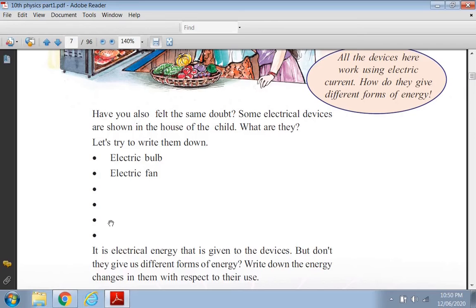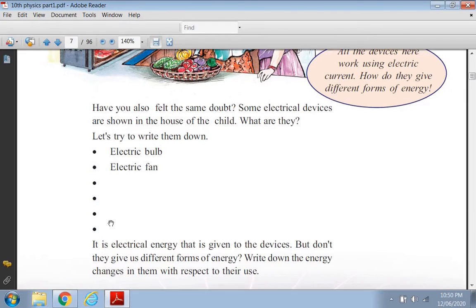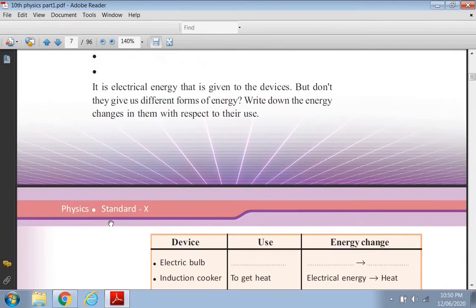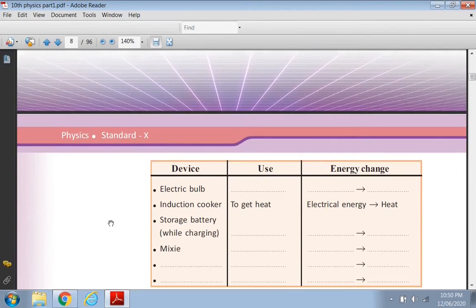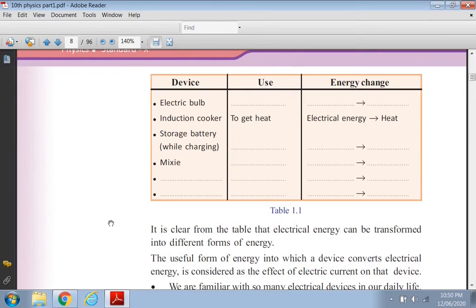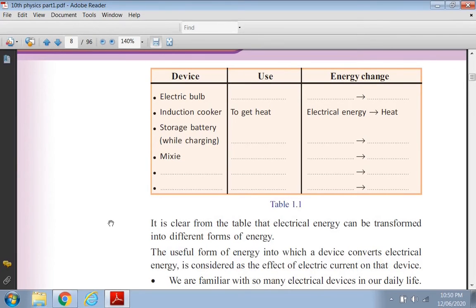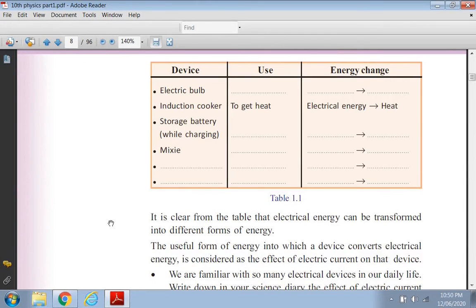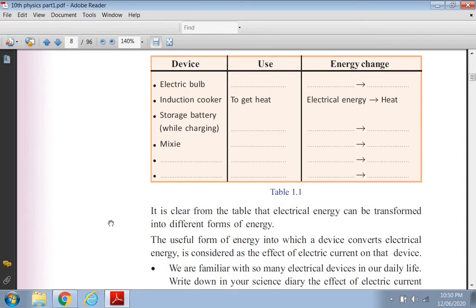Let's fill the table on the next page. See which devices are listed here. There is electric bulb, induction cooker, storage battery while charging, mixie. Then we can fill the blank spaces as electric stove and electric fan. In the case of electric bulb, what do we use it for? We use it to get light. What energy change happens here? Electrical energy changes into light energy.